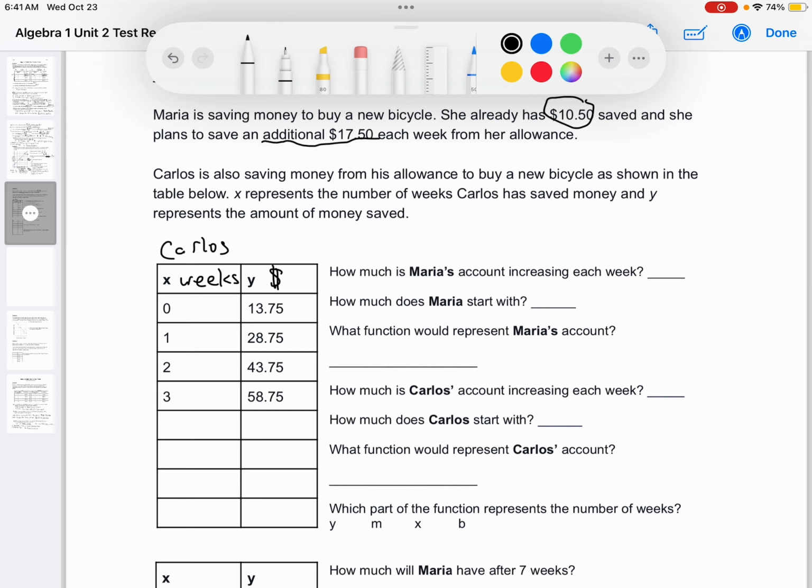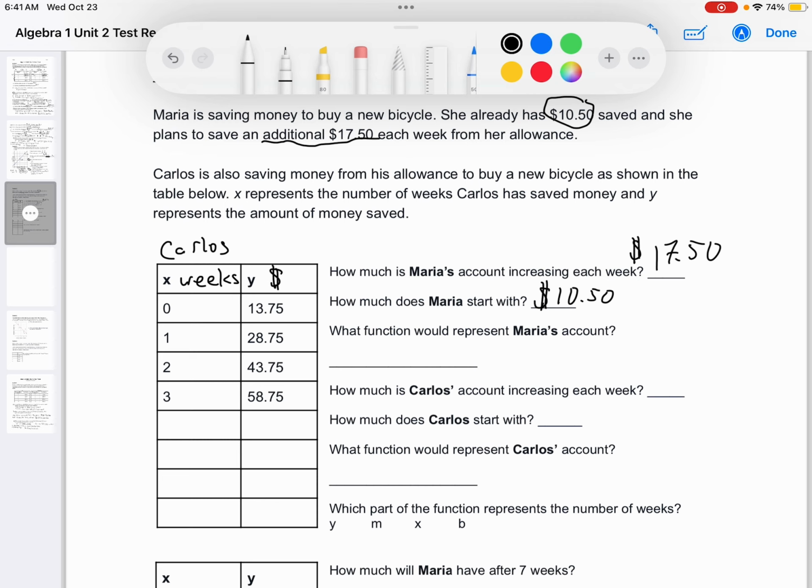We can look at how much is Maria's account increasing each week. So increasing each week would be how much she's putting in to her account, and that is the $17.50. Every week she puts in an additional $17.50. And how much does Maria start with? Well, she already had $10.50 in her account. So she started with $10.50. It's increasing by $17.50 each week.